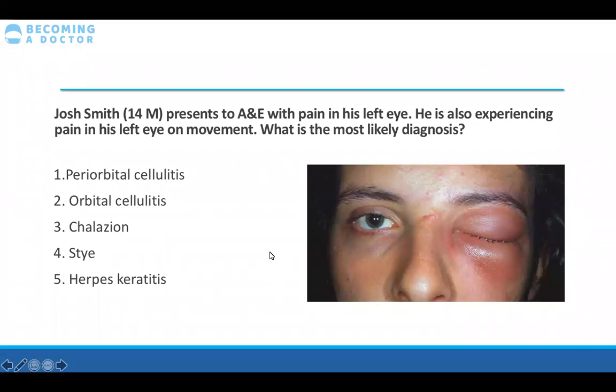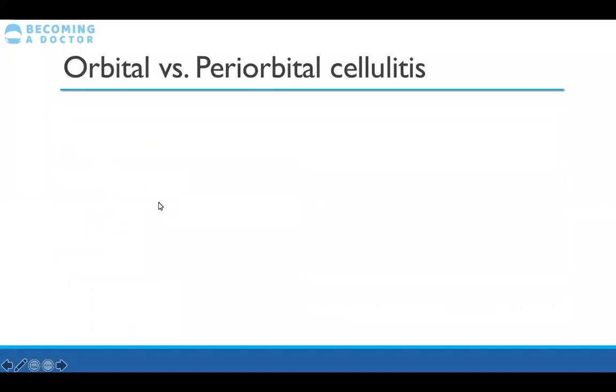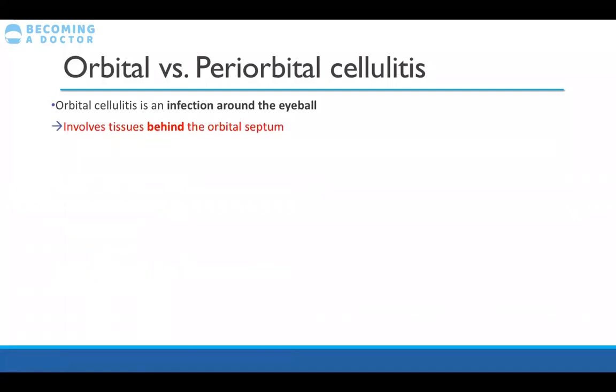Yeah, so I've highlighted the pain in his left eye, pain on movements, and orbital cellulitis. So orbital cellulitis is basically infection around the eyeball, and it involves tissues behind the orbital septum. And I think that's a key difference from periorbital cellulitis, where the infection is in front of the orbital septum. It is a medical emergency because it's sight-threatening. So if it isn't treated on time, the person could potentially lose their vision.